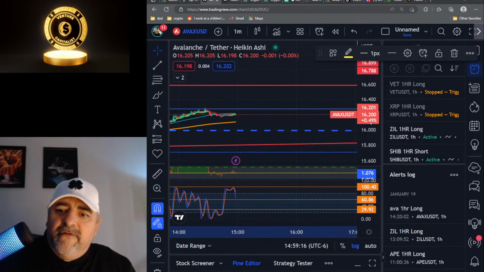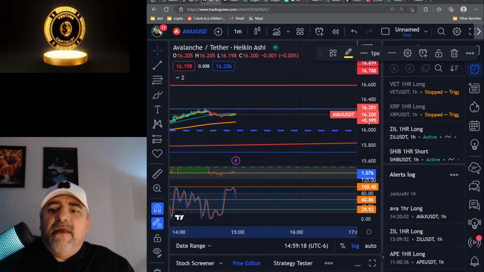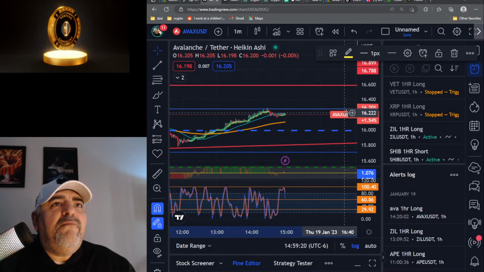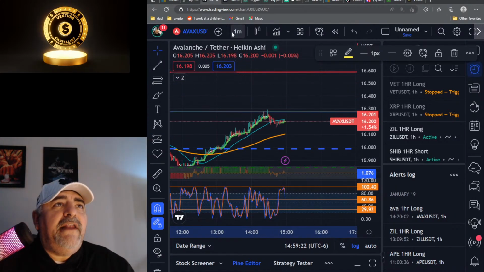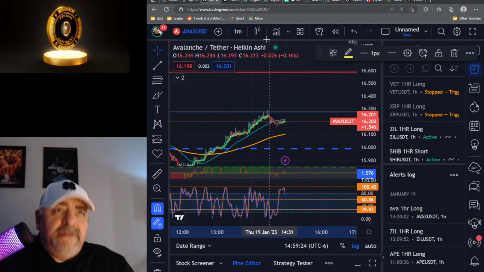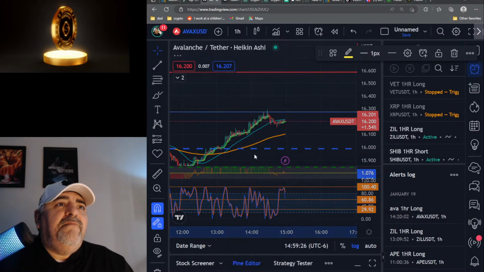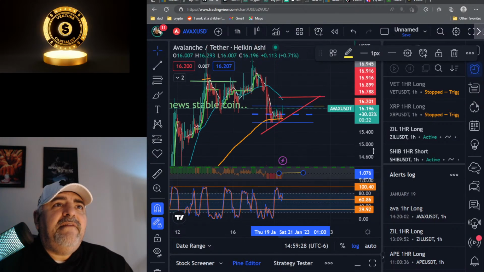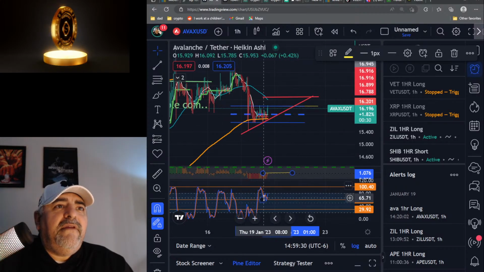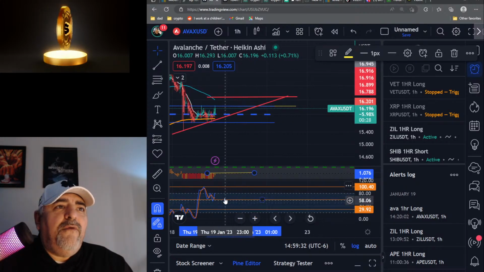15, 17, 16, 17. There we go. And then we could get a breakout here eventually. But that's what we're looking at as far as Ava is the one in play here. But we have to get some green here. We look good on the RSI and the 1 hour.